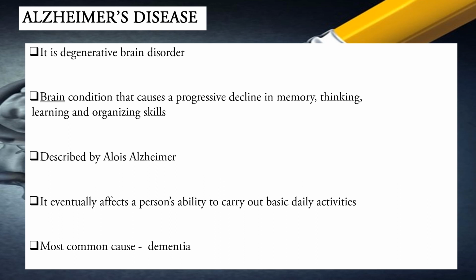Increasing age is the greatest risk factor for Alzheimer's disease, and it was described by Alois Alzheimer. It eventually affects a person's ability to carry out daily activities. And the most common cause of dementia is Alzheimer's disease.